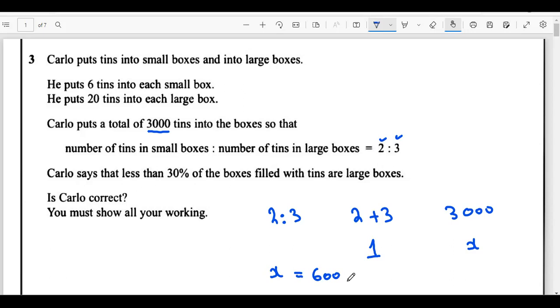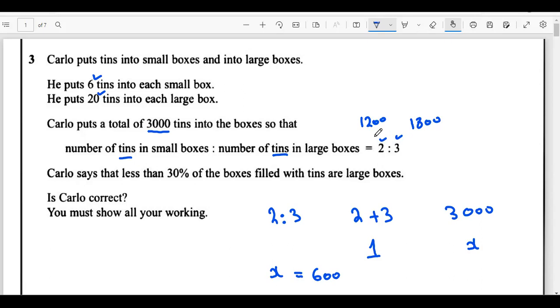Now, what exactly is the 600 telling you? For the small boxes, we are going to have 1200, and for the large boxes, we are going to get 1800. Now this number is just giving you information about the number of tins. Look at this. This is telling you about the number of tins. So you have to times it by 2 and then 3 to get the small and large. Then you need to divide it by this number and this number to see how many boxes are basically being used for this.